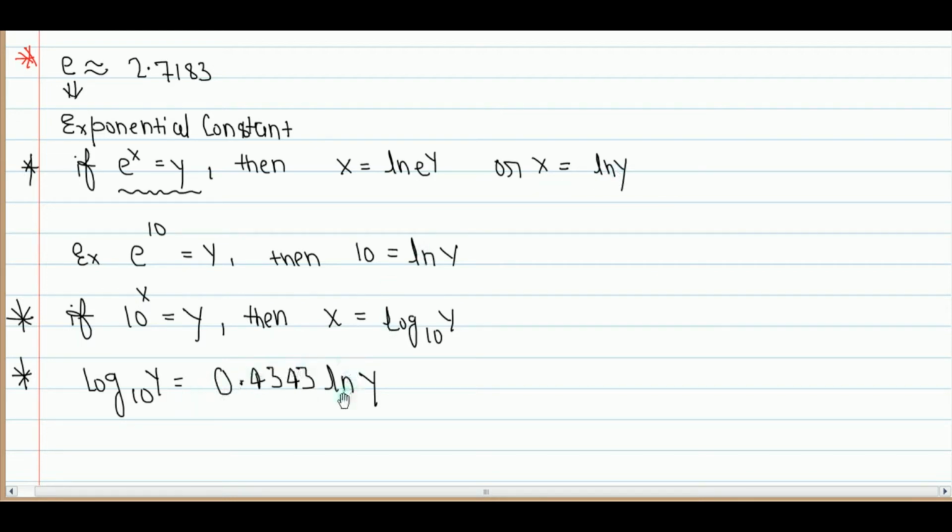Similarly, you can write this ln y function as log y to the base 10. What you need to do is only multiply by 0.4343 with ln y and it will become log y base 10. Okay, so let's move to the next part.